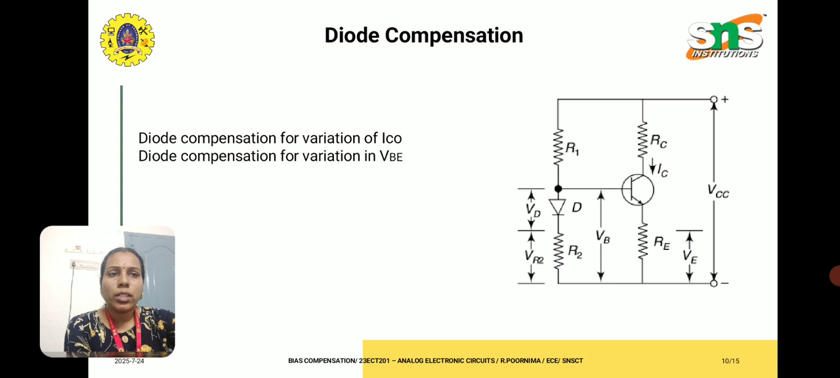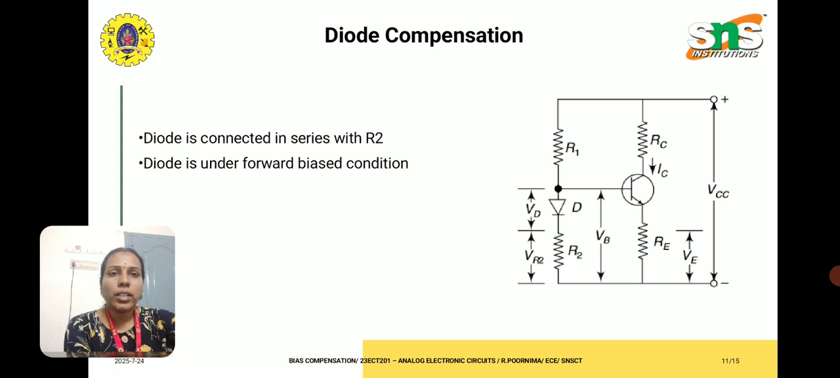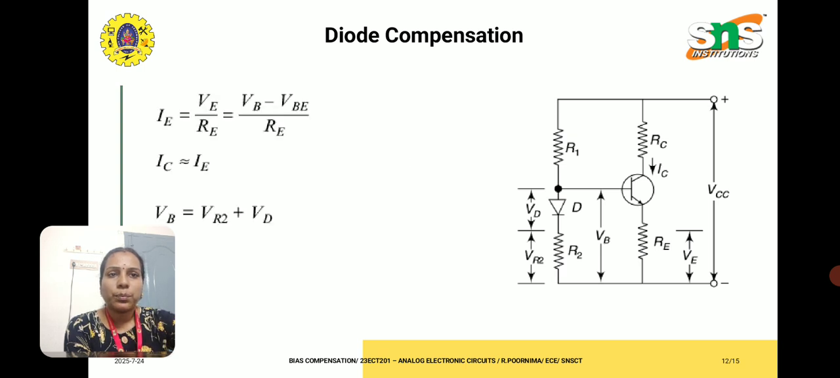So by using the diode in series with R2, we can offset the changes in collector current because the diode voltage drop also changes due to temperature. This voltage drop will reduce the VBE. By this we can decrease the collector current, which compensates for the changes in operating point. Here the diode is connected in series with R2. The diode is generally biased in forward bias condition in this circuit.